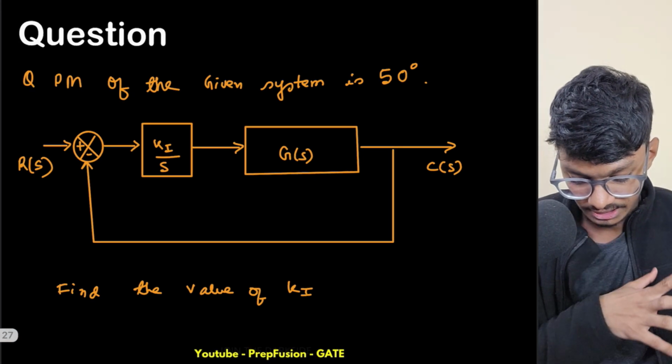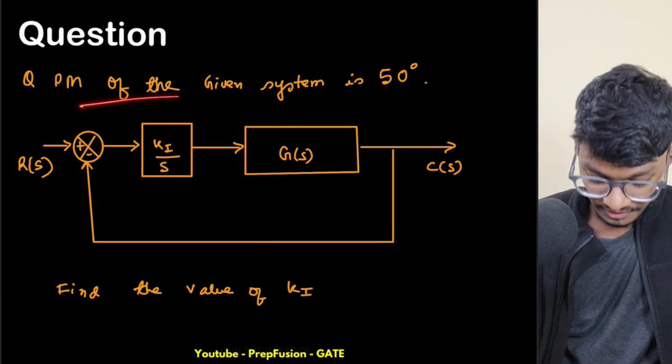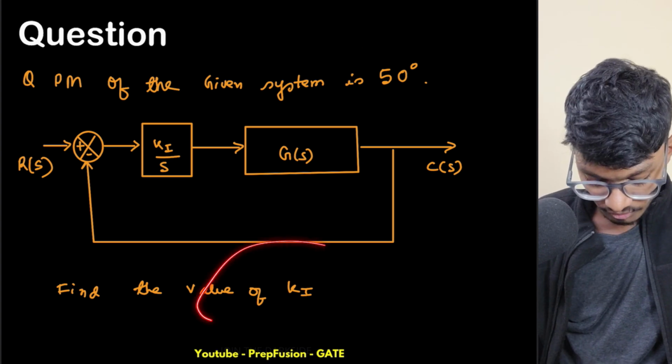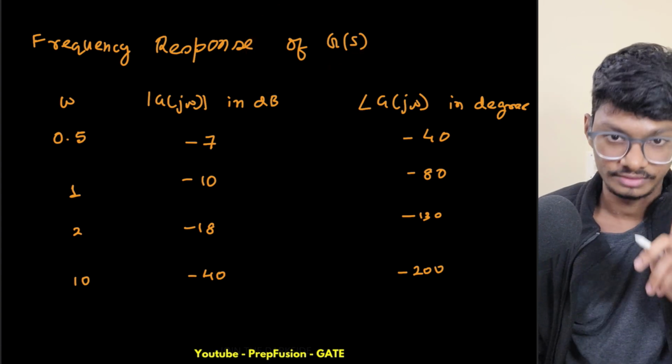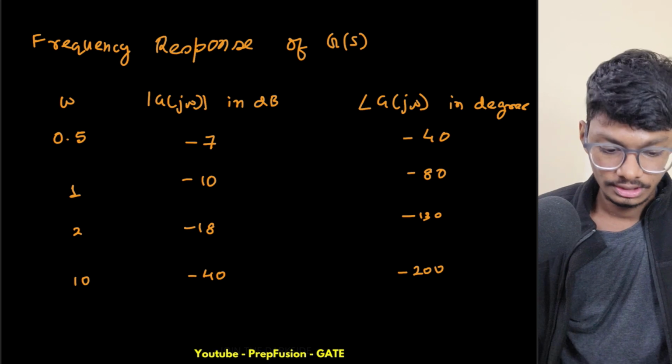Now we have this last question. This is also a very good question. The phase margin of the given system is given, which is 50 degrees. Now you have to find the value of Ki. Also you have been given the frequency response of G of S, basically the angle and the magnitudes. Now how to solve this?